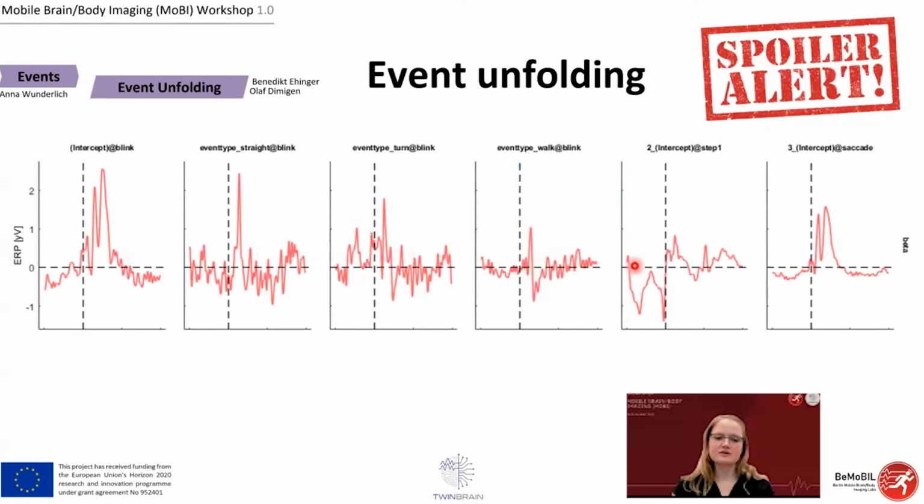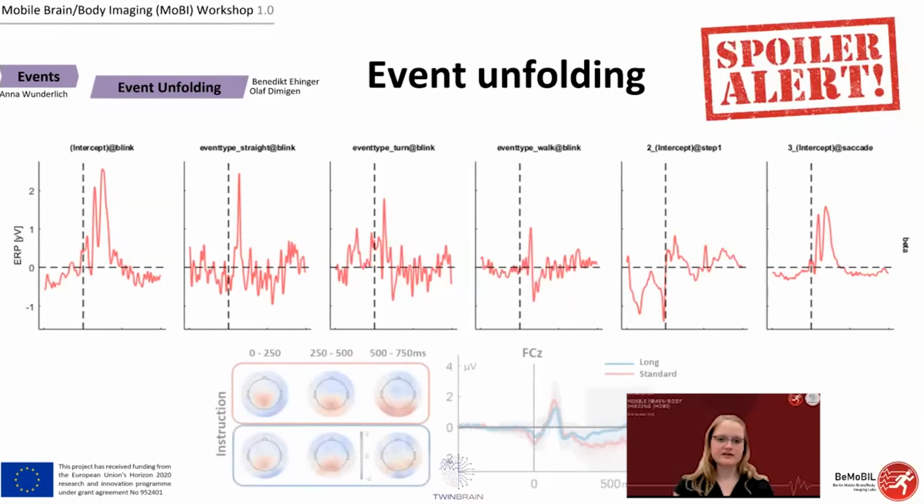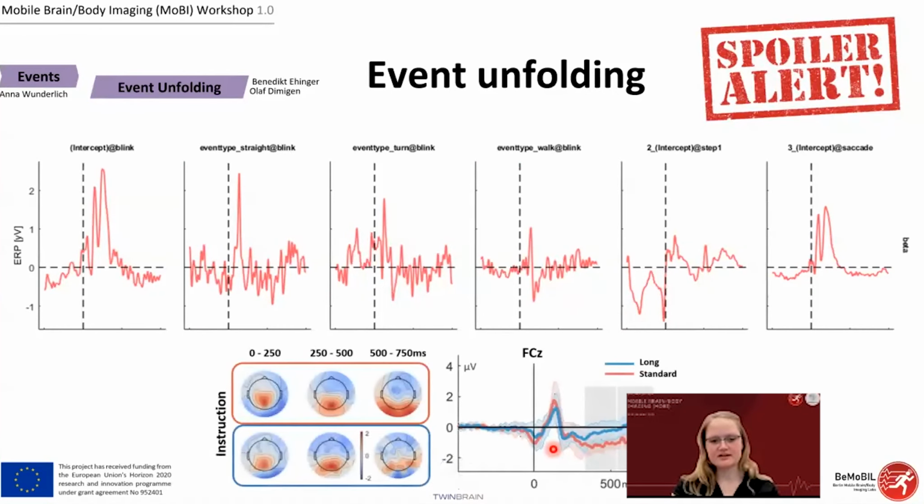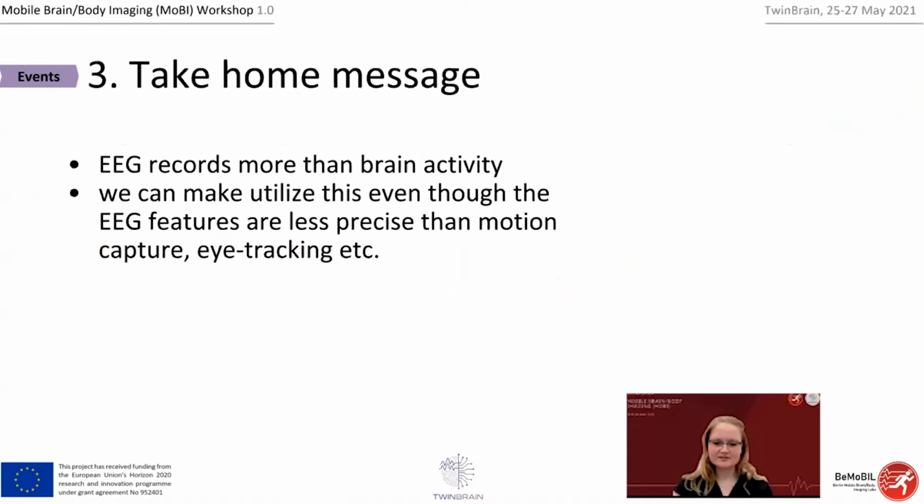And what you can see here is the step related activity that we got in this data set, because I think blinks may actually line up with some steps, and it was more pronounced for some participants than others. So this just shows how those events can be used for the unfolding. And after unfolding that, you get rid of all the gait related activity and have smoother blink related potentials, for example, like that.